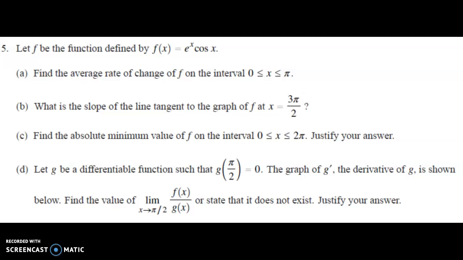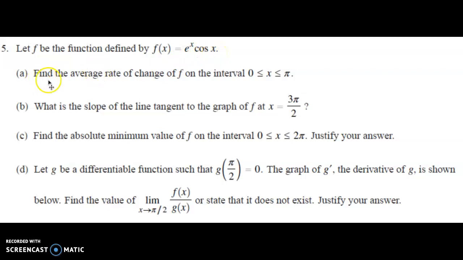In this video, we're going to continue with the 2018 AP Calculus exam, and this is problem number 5, free response, and there is no calculator with this problem. So let's take a look at the prompt. Let f be the function defined by f of x equals e to the x cosine x. So we have a product.